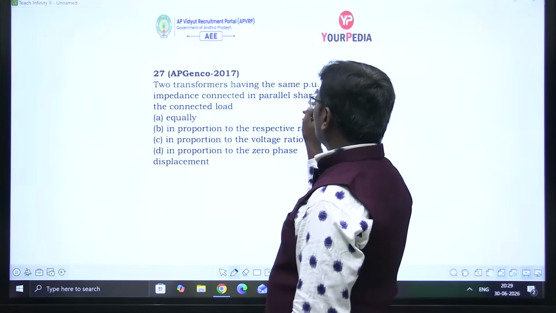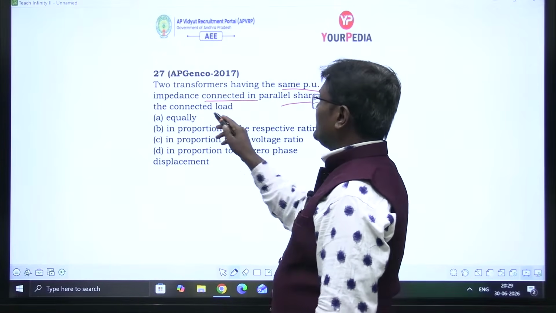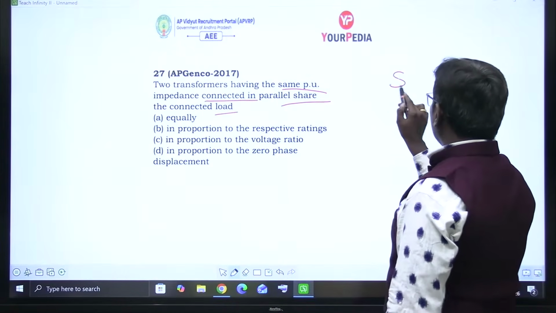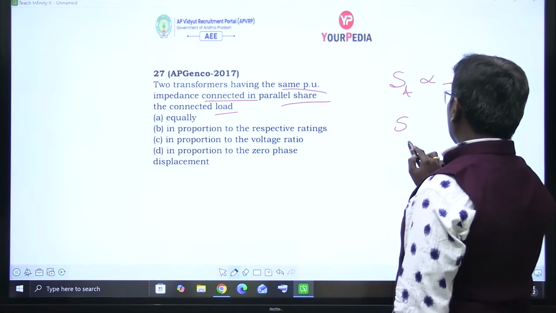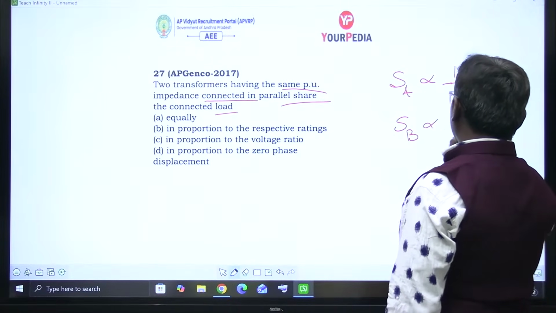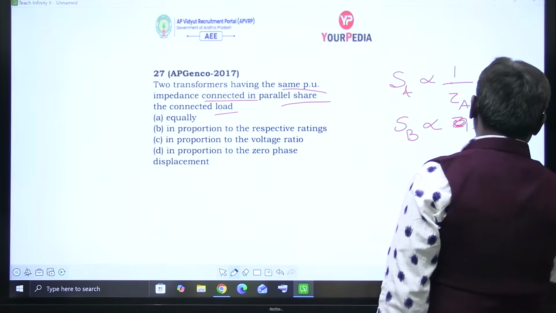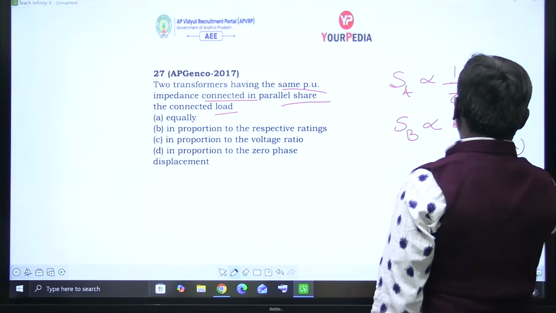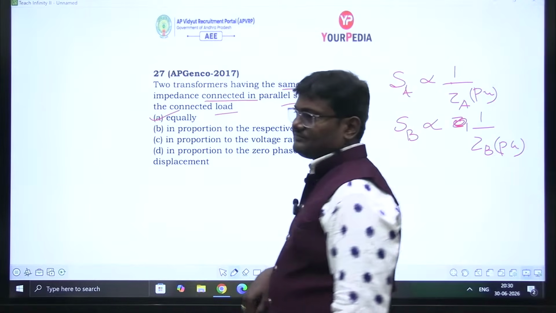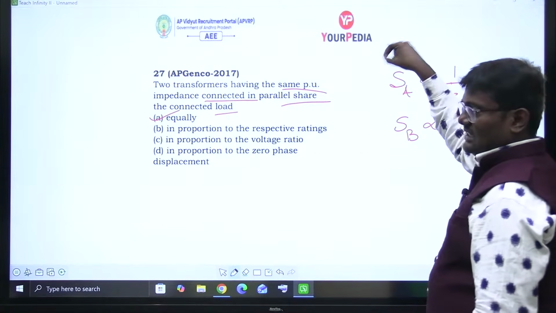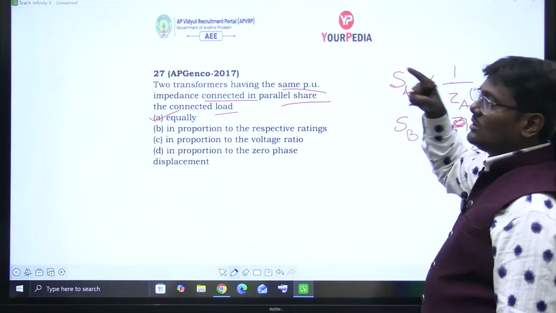Okay, two transformers have the same per unit impedance and are in parallel, sharing the connected load. As I told, KVA rating is inversely proportional to impedance, KVA of A and KVA of B inversely proportional to 1 by Z. So if the per unit impedance is the same, obviously there is equal sharing. If ZA is more, less load sharing. If ZA is less, more load sharing.